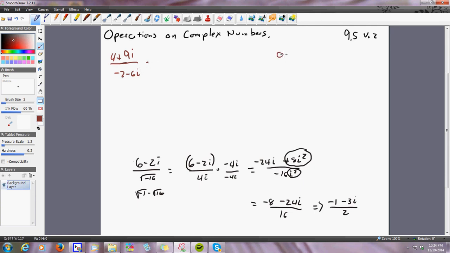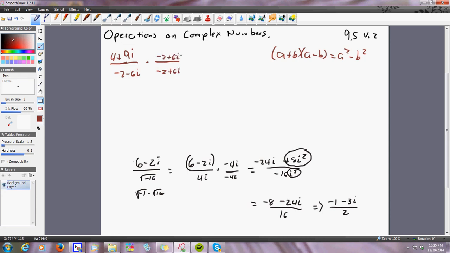And I want you to remember that if you had a plus b times a minus b, you end up with a squared minus b squared. So I'm going to actually multiply by negative 2 plus 6i.